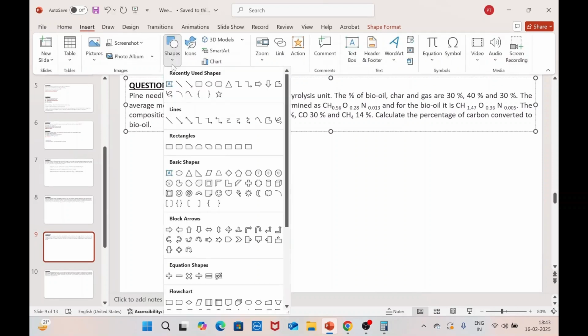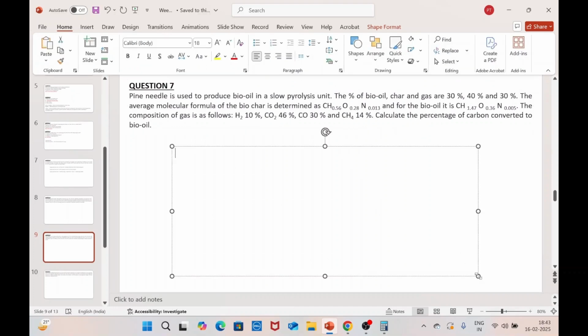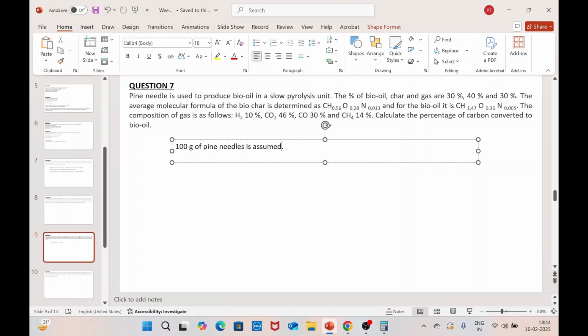So let's start solving this. It will take some time because you need to calculate multiple average molecular weights. So 100 grams of pine needles is assumed. Again, if anybody has solved this question with the same values, please let me know the answer. So your bio oil will be 30 grams, char will be 40 grams, and your gas, whatever gas is generated out of the pyrolysis unit, will be 30 grams again.